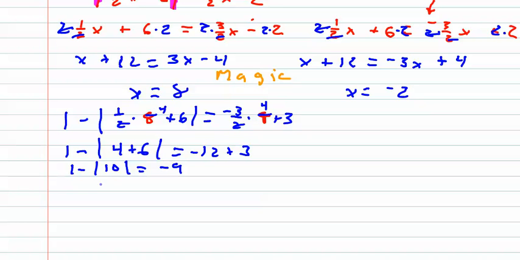Absolute value of 10 is 10. 1 minus 10 equals negative 9. I said that fast. The absolute value of 10 is equal to 10. So 1, it was minus here, it's minus. So we have 1 minus 10 is negative 9 equals negative 9, and it checks.